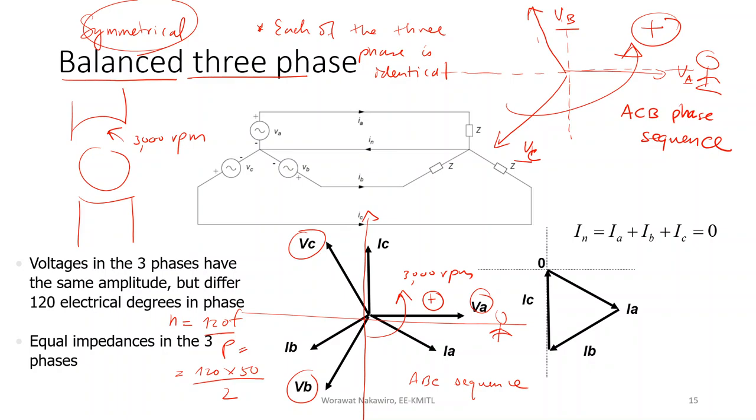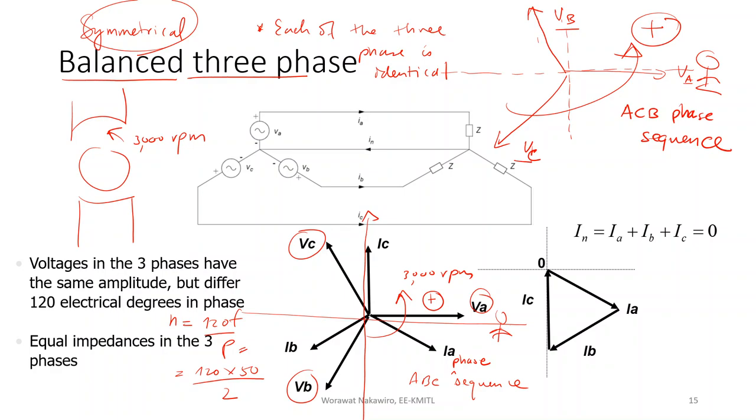This is just to recap. This is something you should have learned from electric circuits already, right? Now you can see we have ABC phase sequence and you have ACB phase sequence. So I have to put phase sequence here also, right? Now you can also define, right? This is what we have with the voltage. So what happened to the current?